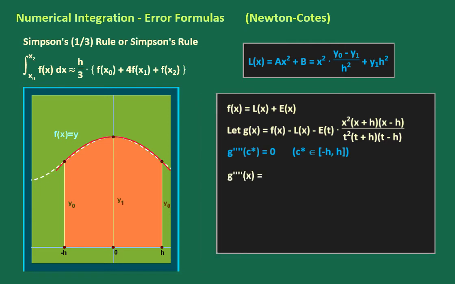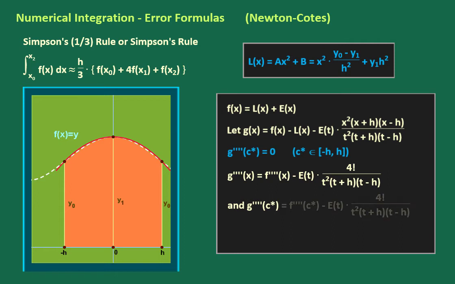Using the formulation of g, we determine g quadruple prime. The first term is simply f quadruple prime. The second term is L quadruple prime, which should be 0, since the fourth derivative of a second-degree polynomial is simply 0. The third term will be the derivative of this product, but we only have to take the derivative of the numerator because everything else has nothing but constants in relation to x. It is an elementary exercise to check that the fourth derivative of the numerator is 4 factorial.